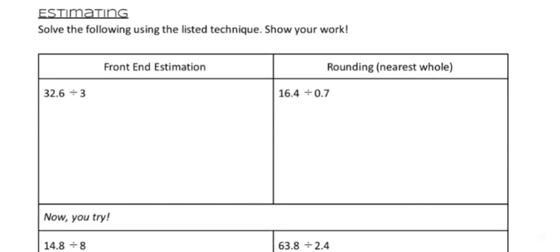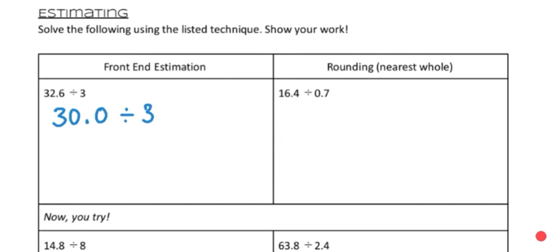For the second part, it's estimating. We already know the rules behind front-end estimation and rounding estimation, so this is just applying it to our division now. Our first one is front-end estimation, 32.6 divided by 3. A reminder that front-end estimation is taking the front number and turning all the numbers behind it into 0. So in our first one, the first number is 3, and then the 2 becomes a 0, decimal, the 6 becomes a 0, divided by 3.